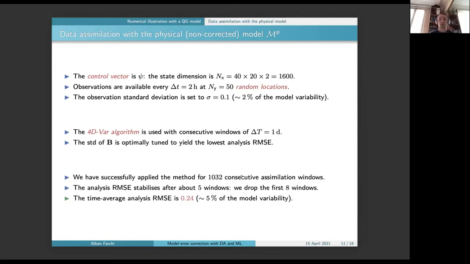So we have applied this method for 1,000 consecutive assimilation windows. We have observed that the analysis root mean square error stabilizes after about 5 windows, which is why for the machine learning dataset, we will drop the first 8 windows for safety. And then the time average analysis root mean square error we obtain is about 0.24, which corresponds to 5% of the model variability. So obviously, this is something that could be improved.